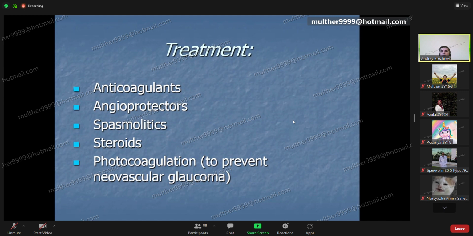Among the other complications in case of retinal vein thrombosis are vitreous hemorrhages and proliferative retinopathy, development of the growth of connective tissue with the risk of tractional retinal detachment and so on.